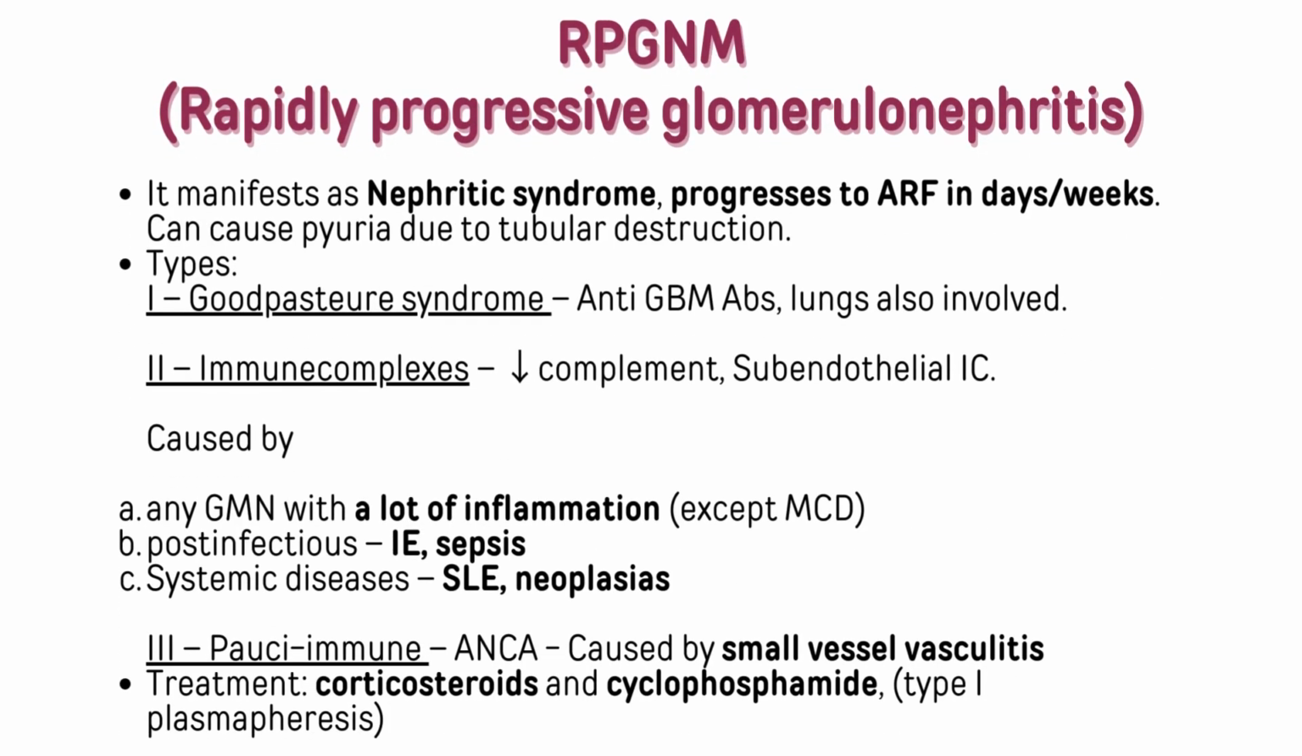Rapidly progressive glomerulonephritis is pretty self-explanatory. It manifests as nephritic syndrome, which progresses to acute renal failure in days or weeks. It can cause pyuria due to tubular destruction. There are three types. First one is Goodpasture syndrome.